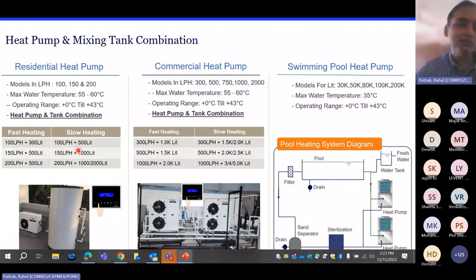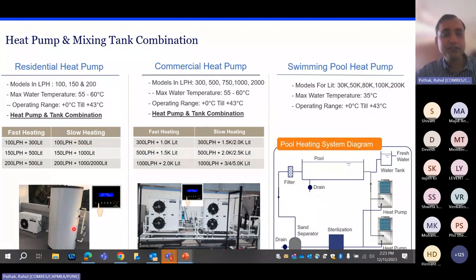But in case the project doesn't need that kind of faster heating, it has a lot of time available. He's not in a hurry to get the hot water required for his sanitary usage. He can club this 100 LPH unit with a 500 liter tank instead of 300 liters. So he can get around 500 liters of water in 5 hours to meet his requirements. So it all depends upon what the end user needs, and based on that, we can always have an optimum combination of heat pump system and mixing tank, right?